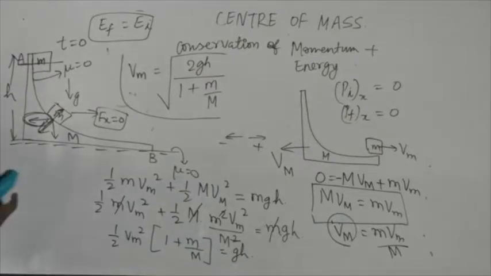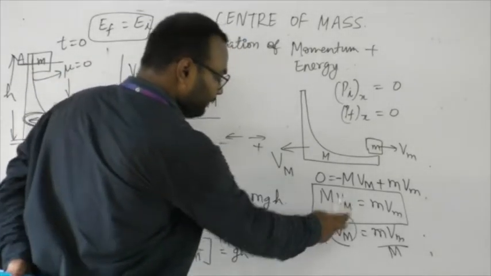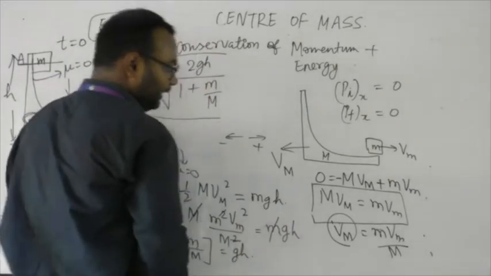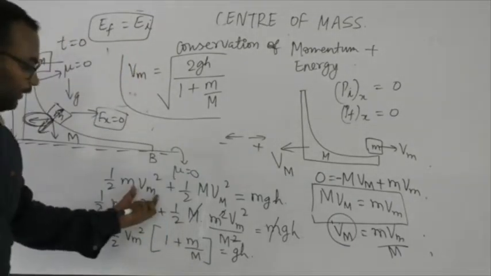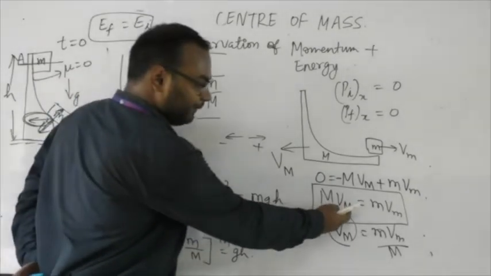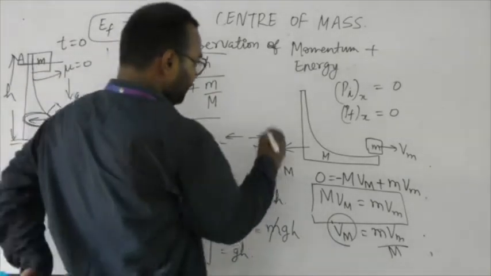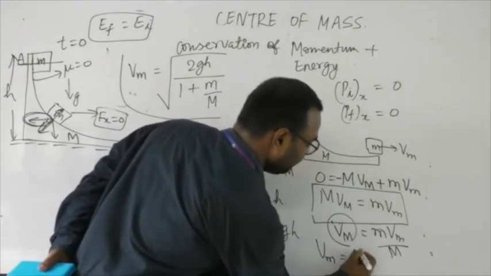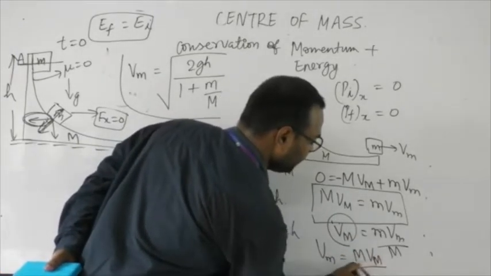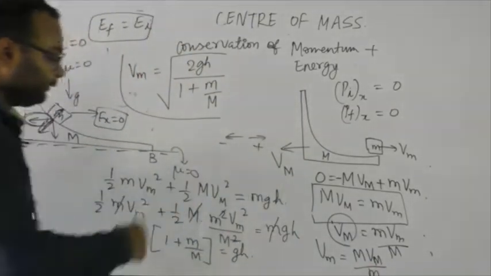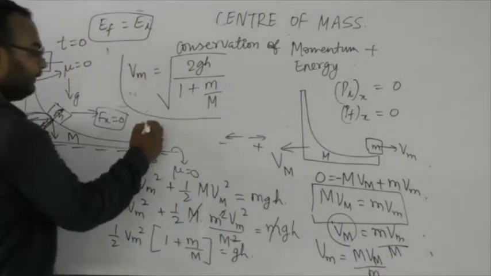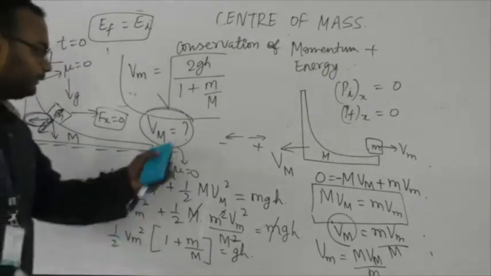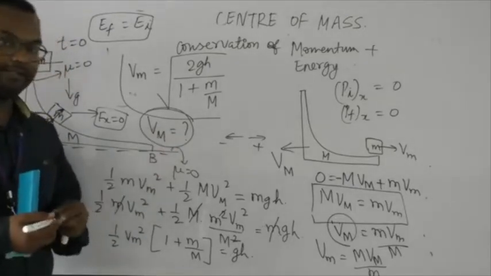Similarly, when you solve for the capital mass, you have to substitute the small mass velocity. You write the small mass velocity as M times the velocity of capital mass upon small mass m, and then substitute back into the energy equation and you can get the velocity of M. This you can do. Pause the video and find this velocity.